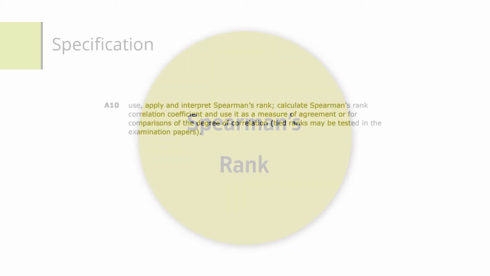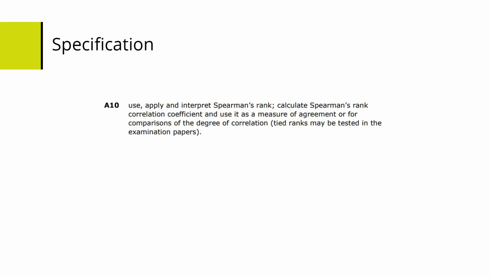The specification reference says we need to use, apply, and interpret Spearman's rank, calculate Spearman's rank correlation coefficient, and use it as a measure of agreement or for comparisons of the degree of correlation. And there's a reminder that tied ranks may be tested on the examination papers.